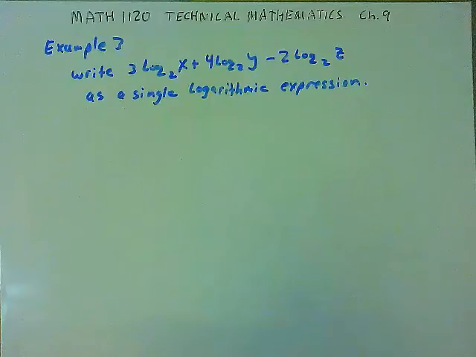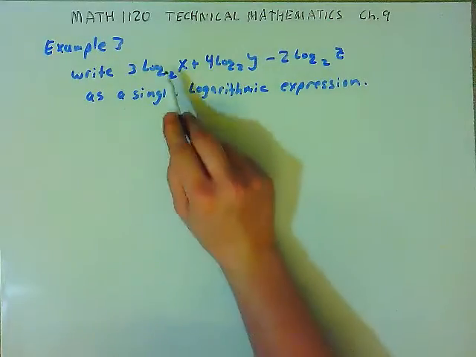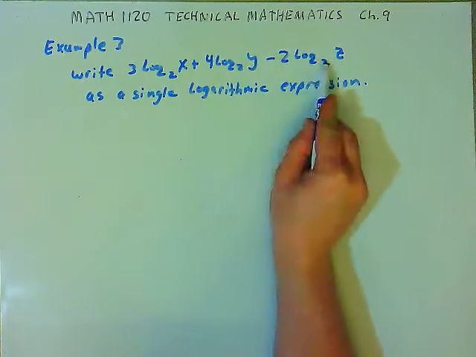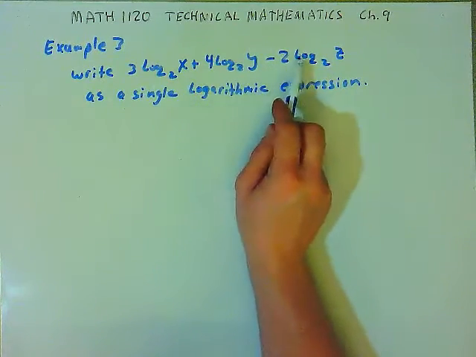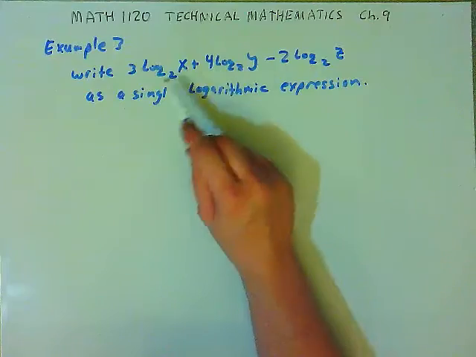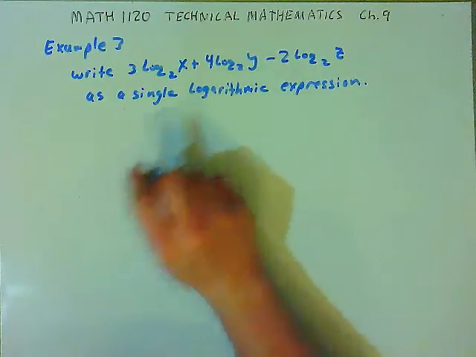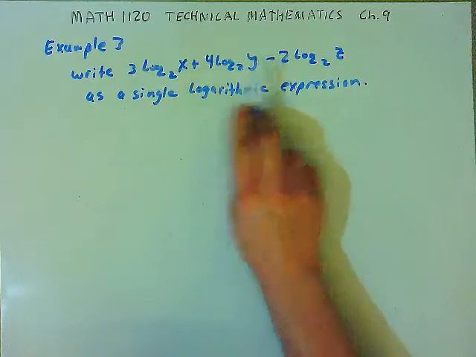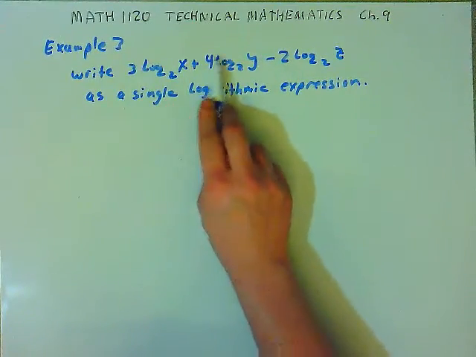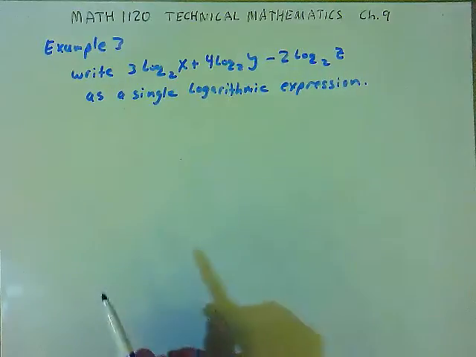And so I should start by saying that this only works because the bases are the same. This only works if all three bases are 2. I can only combine logarithms into single logarithms if the bases are the same. And so the first thing I want to do is get rid of the multipliers. I have to put these up as the exponents inside the arguments of the logarithms.